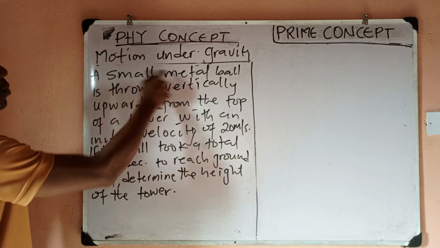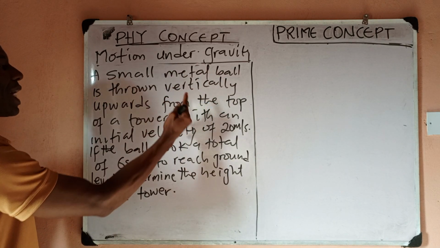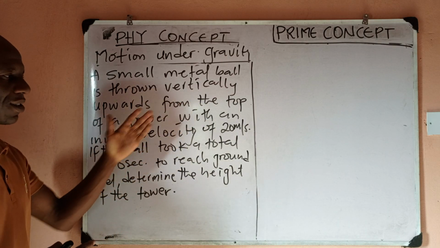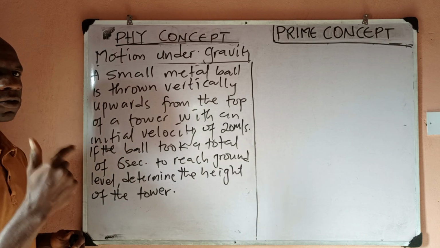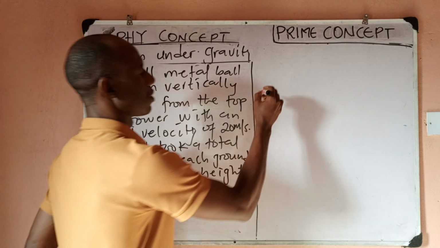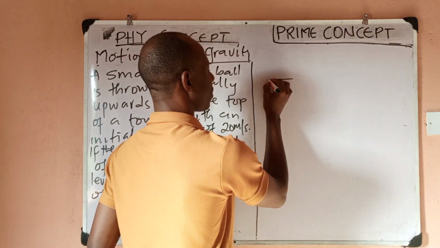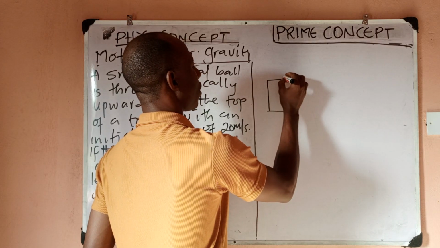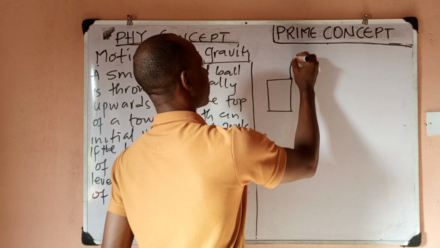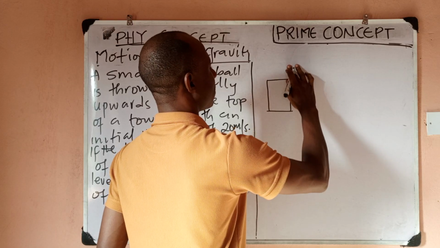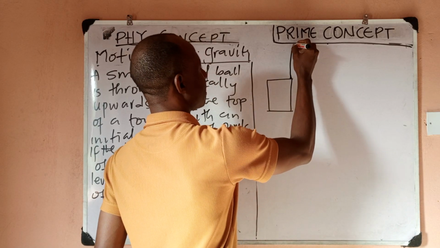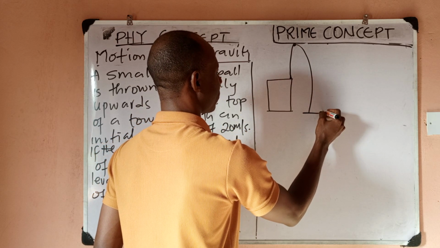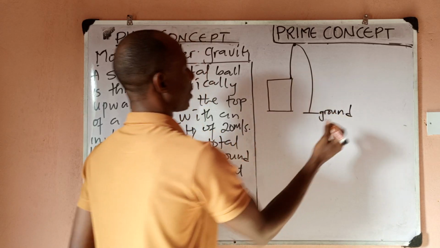It says a small metal ball is thrown vertically upwards from the top of a tower. So notice that it is not thrown from the ground but thrown from a particular height, which is a tower. So now let's say this is the tower we are dealing with. So the ball is thrown upwards from this point. Let me draw it better. So it's thrown upwards like this. So when it got to this point, of course, it returned to the ground. This is ground level.